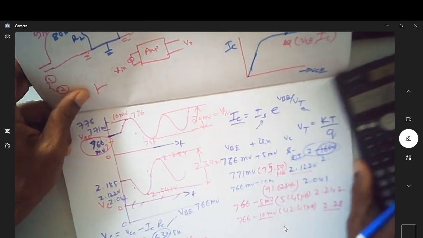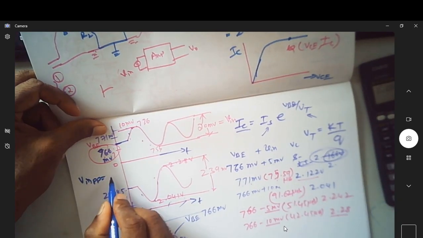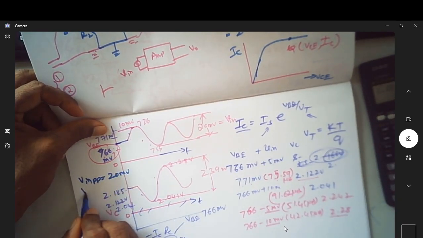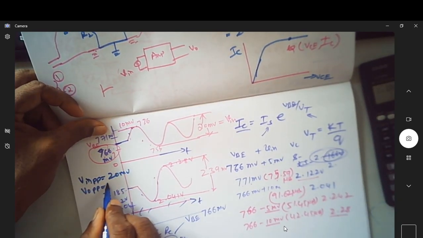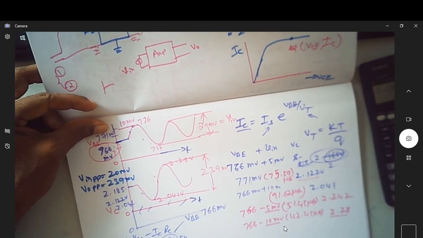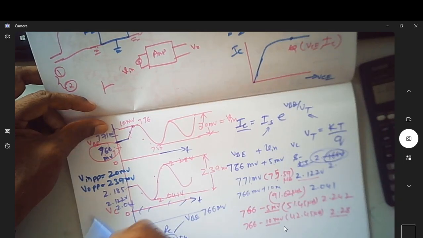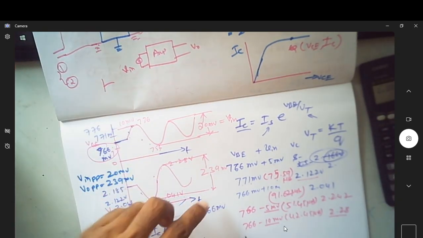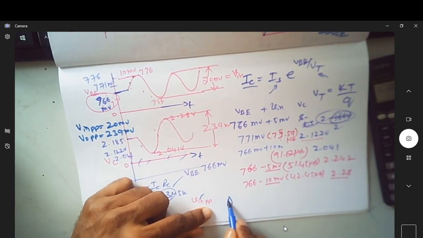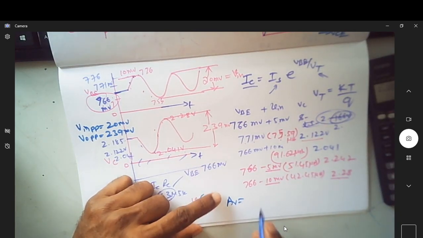So let me write it here. What is V in peak to peak? V in peak to peak is 20 millivolt, whereas V naught peak to peak is 239 millivolt. Can you see there is a huge increment in the output voltage peak to peak? Now I have to find what is the gain of the amplifier. So gain of the amplifier is nothing but AV. We call it the voltage gain of the amplifier.